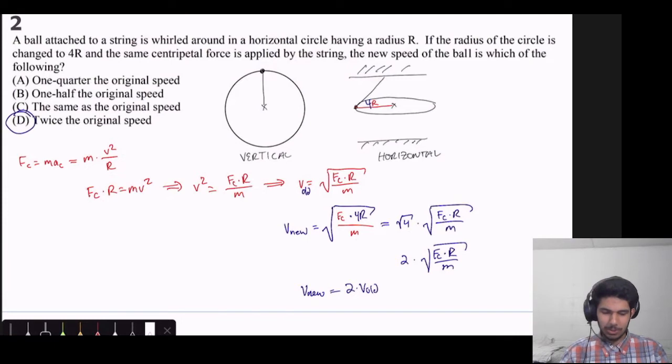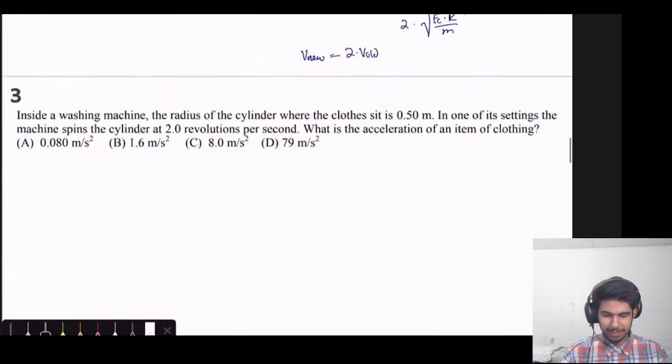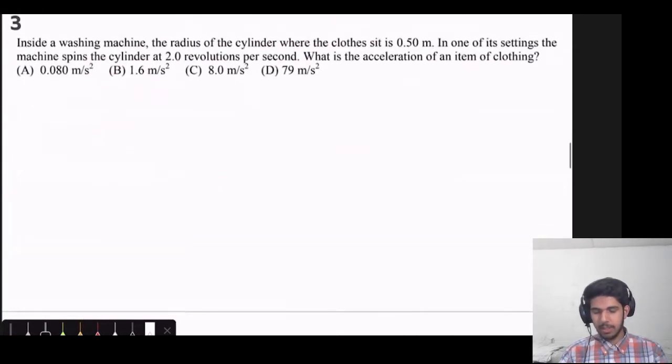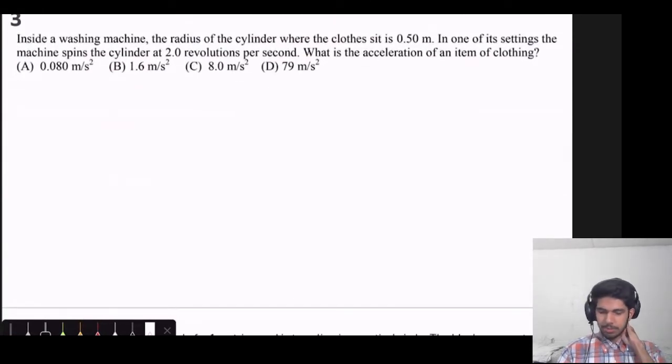Cool. So yeah, I think this is a very helpful question. But let's just move right along. We're speeding through this, which is good. So now, inside a washing machine, the radius of the cylinder where the clothes sit is 0.5 meters. In one of its settings, this machine spins the cylinder at 2 revolutions per second. That is very fast. What is the acceleration of an item of clothing?